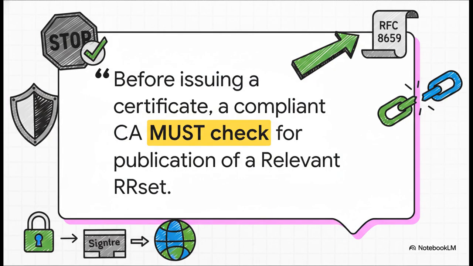And this isn't just a nice-to-have thing. The official rulebook, RFC 8659, is super clear. It uses the word must. That means checking for a CAA record isn't optional. It's a mandatory, non-negotiable step for any CA that wants to be compliant. It's a hard rule, not just a suggestion.